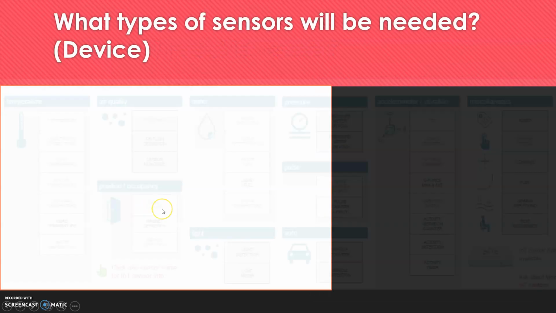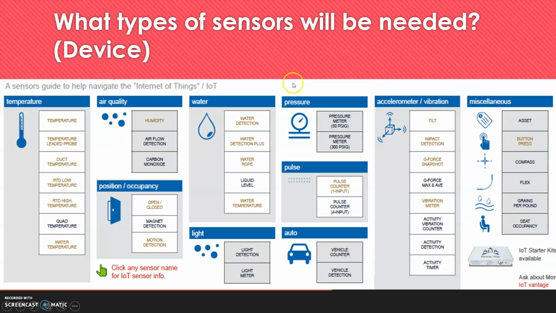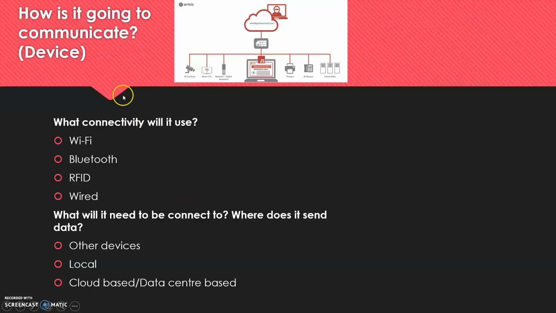So when we're talking about the device itself, obviously some information about the types of sensors the device will contain, maybe in a little bit more detail than we have done originally. What kind of connectivity is it going to need in terms of communicating the information? Where's it going to send data? So is it going to be stored on other devices? Is it going to get uploaded to a cloud, etc.?